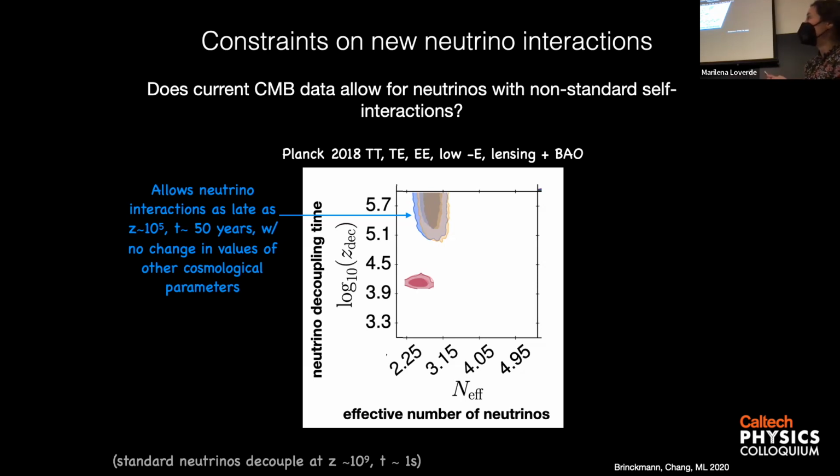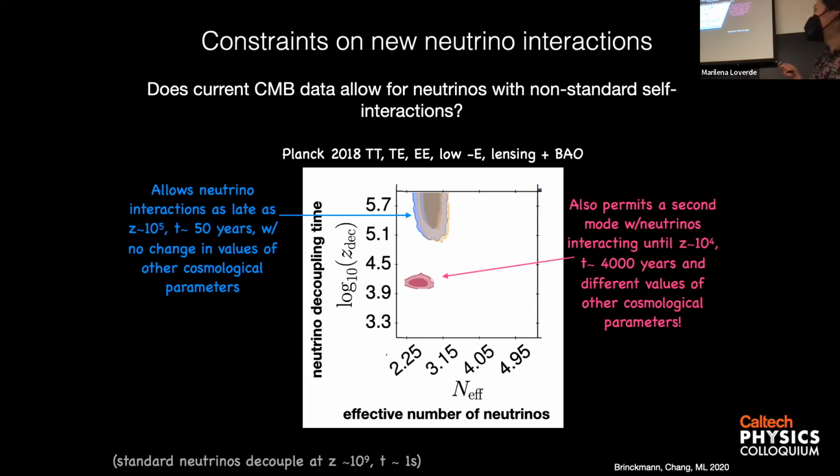This little blob has the standard values of all the other cosmological parameters, omega matter, the distance to the CMB, and so on. This little blob has neutrinos continuing to interact until a time of about 4,000 years after the Big Bang. And the cosmological parameters over here that fit the rest of the data are different. It gives little shifts to the baryon density and the scalar spectral index and things like that.